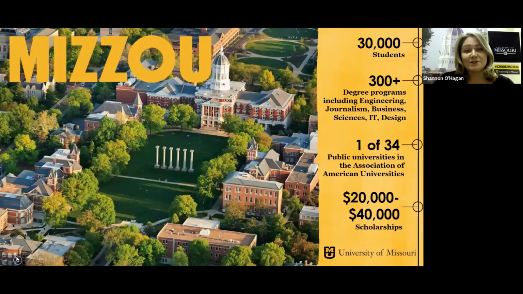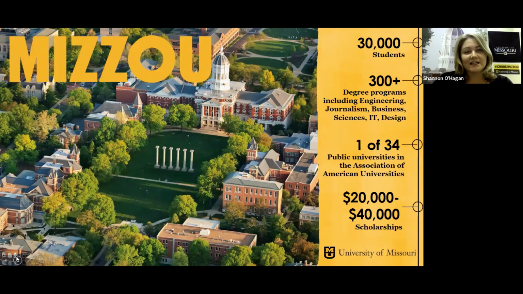For a little bit of context, I work at the University of Missouri, which is commonly called Mizzou. Mizzou is a large, comprehensive research university located centrally in the United States, in the city of Columbia and the state of Missouri. We have about 30,000 students, including about 1,800 international students from more than 100 countries. We also have 300 degree programs from bachelor's through PhD.